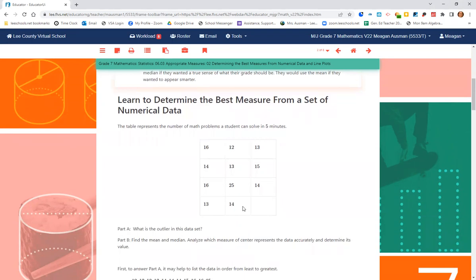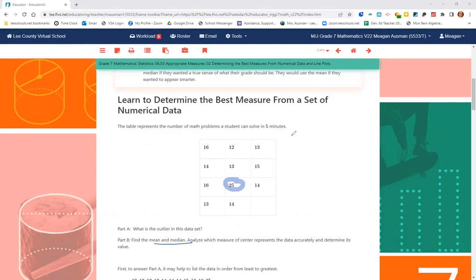Learn to determine the best measure from a set of numerical data. The table represents the number of math problems a student can solve in 5 minutes. What is the outlier in this set? Take a second, look at the table, and find the outlier. It's 25. All the other numbers are in the tens, but 25 is almost double most of the other numbers. Let's find the median and the mean.